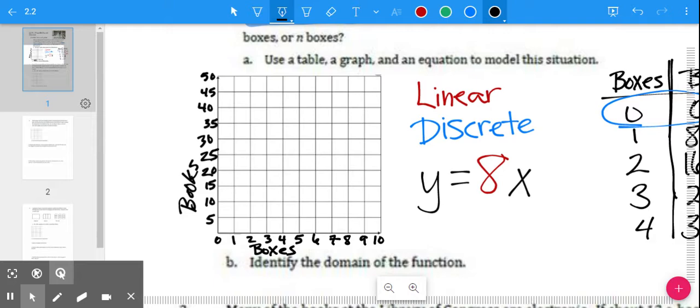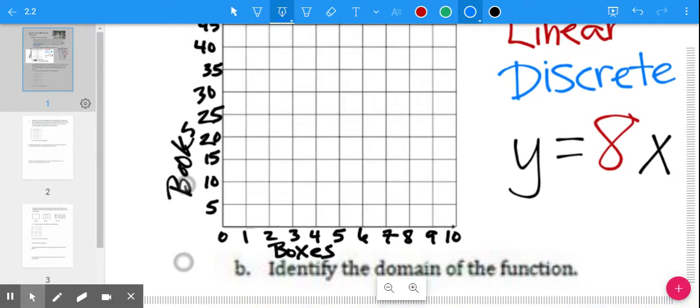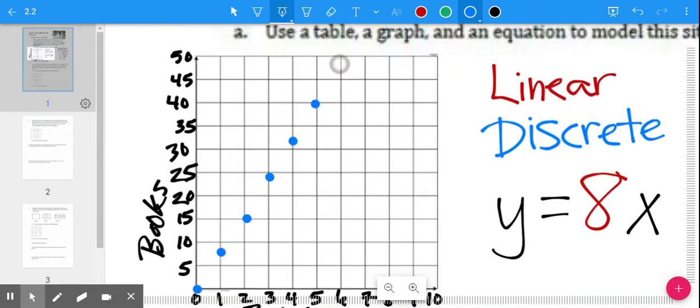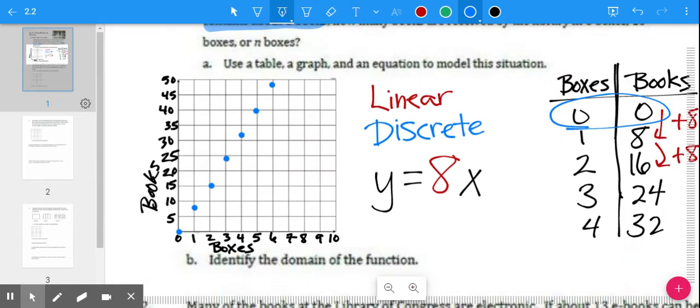I made my y-axis go up by 5s because my rate of change is going up by 8s, and I wanted to include as much of this as possible. So we know that this is discrete, so there's just going to be a bunch of dots on the graph. So at 0 boxes, 0 books. 1 box, 8 books. Then 16, then 24, and then 32, and 40, and 48. And we leave it just like that.